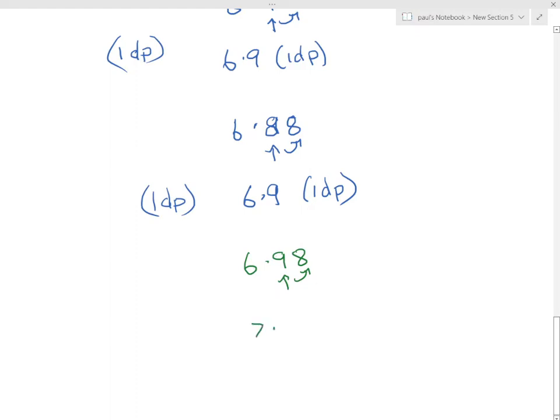That becomes 7.0. Now this is the only time that you will write a 0 after the decimal point when you're rounding to decimal places, because that is the first decimal place. So you have to put that in. That's the only time it gets awkward, is when you have a 9 that you're adding 1 onto. So you have to leave the 0 there.